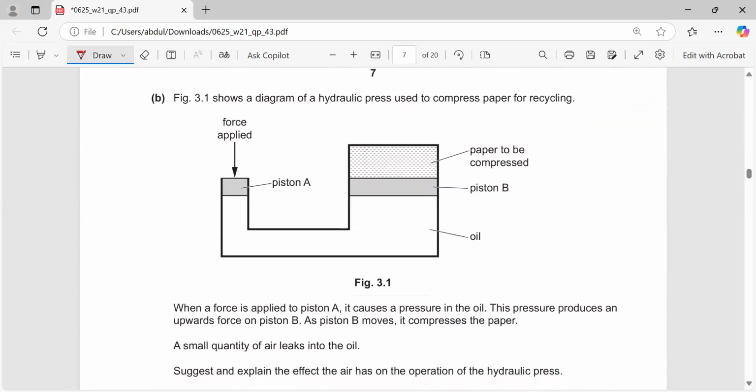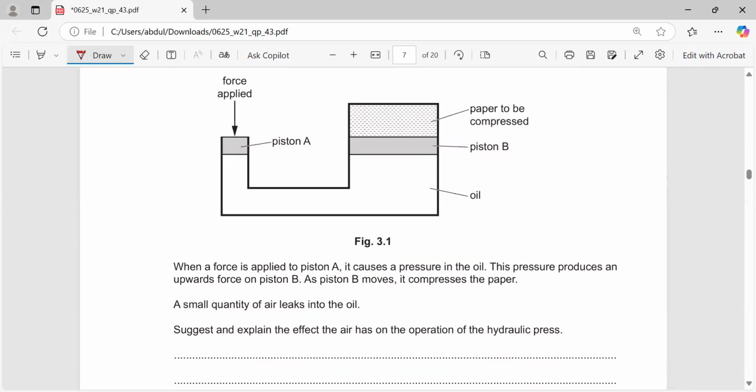Now, figure 3 shows a diagram of a hydraulic press used to compress paper for recycling. When a force is applied to piston A, it causes a pressure in the oil. This pressure produces an upward force on piston B, and piston B moves and compresses the paper. So here force is applied downward, it pushes the oil, and the oil applies a force upward on piston B, and the paper is compressed.